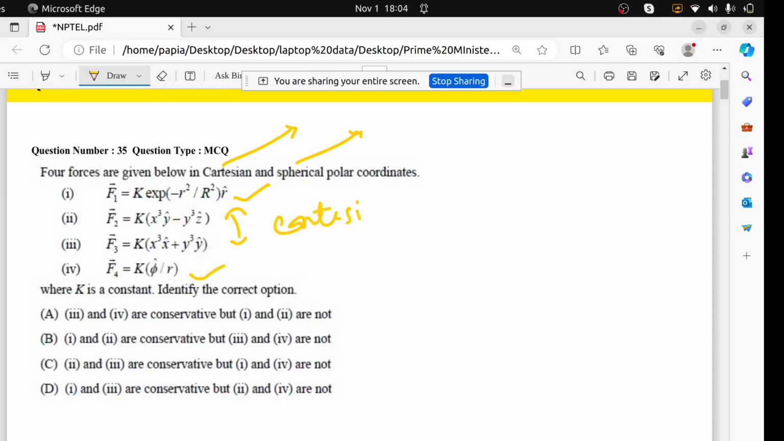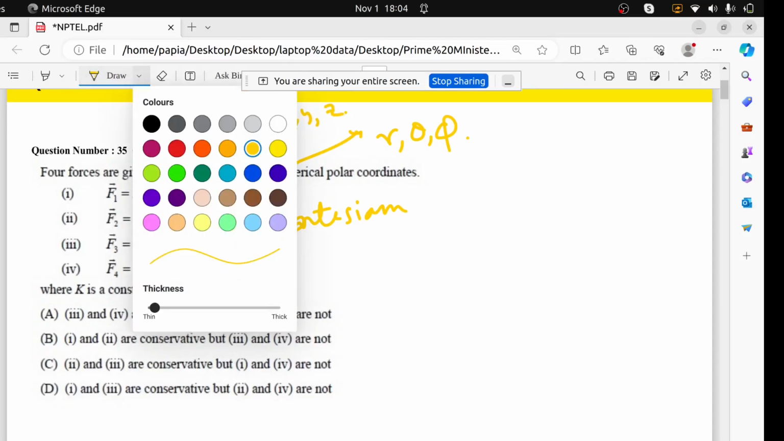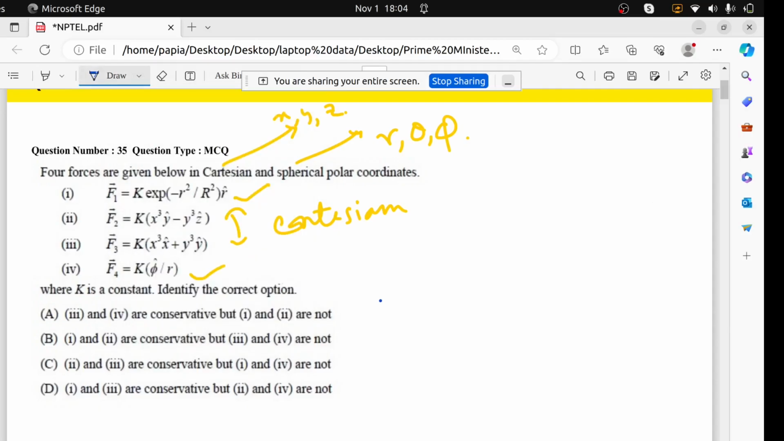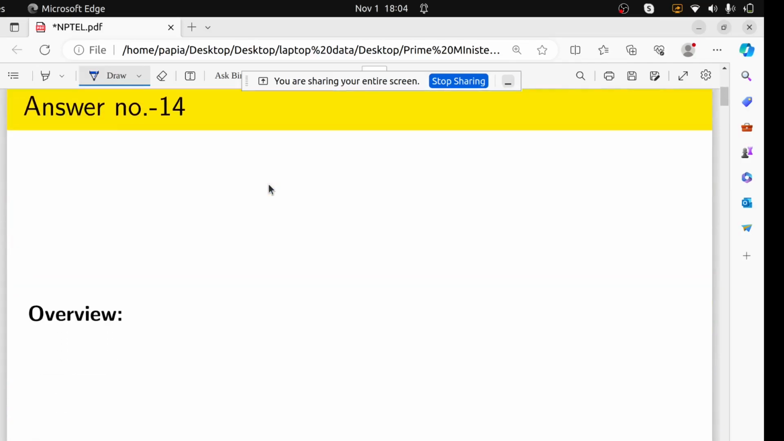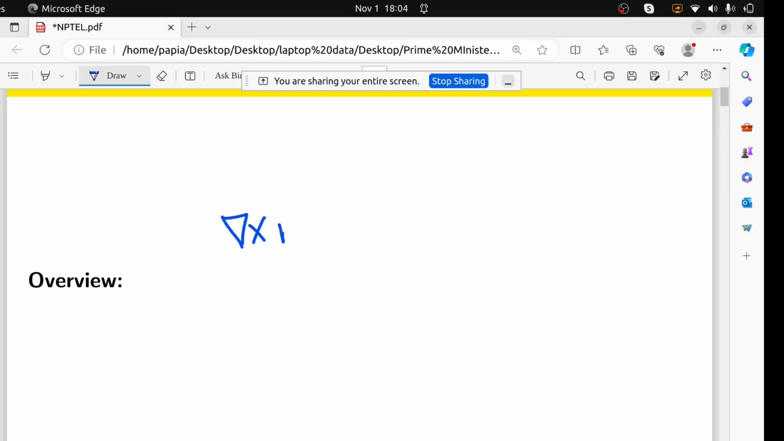So I think all of you know what spherical and Cartesian coordinates are. Spherical polar coordinate means r, theta, phi will be there, and here x, y and z will be there. So now let me change the color. Now we have to identify which one is conservative among these 4. How to check that? Conservative means, obviously, the curl of F will be 0.